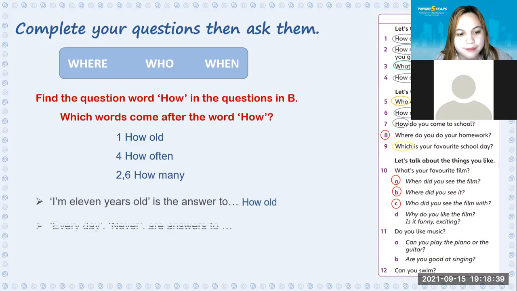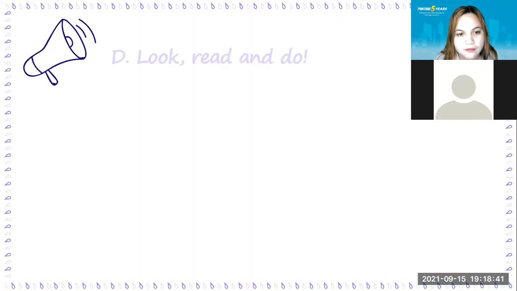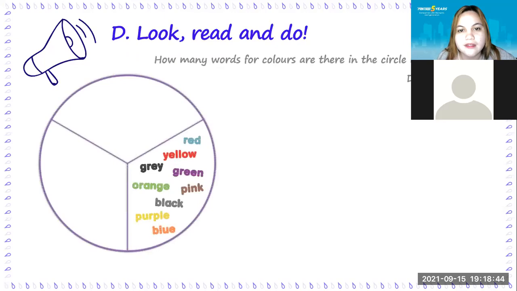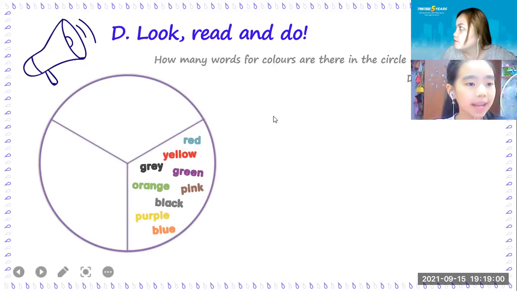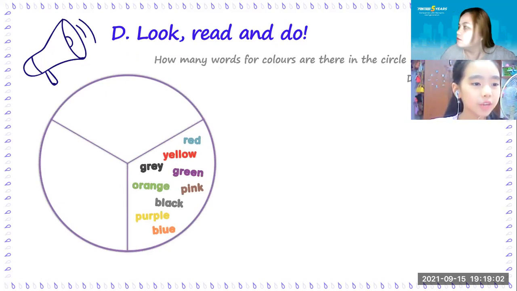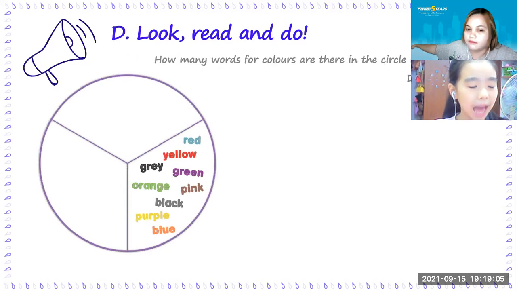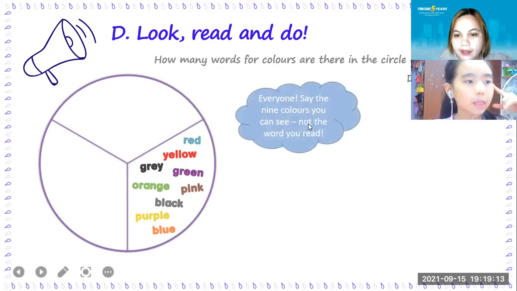Okay, so let's see. Now Akiko, let's answer activity letter D. Look, read, and do. How many words for colors are there in the circle in D? Can you read the names of the colors here, Akiko, on the circle? It's red, yellow, gray, green, orange, pink, black, purple, blue. Okay, very good. Now, say the nine colors you can see.